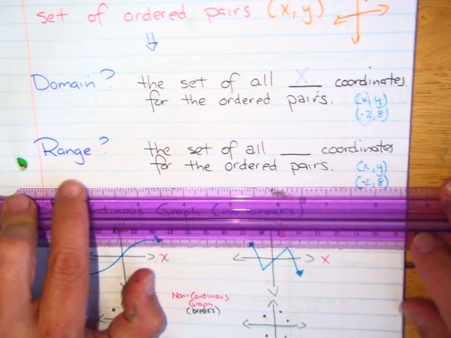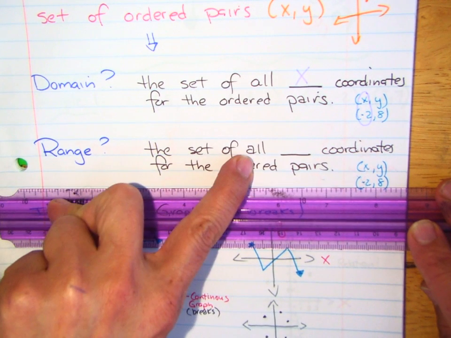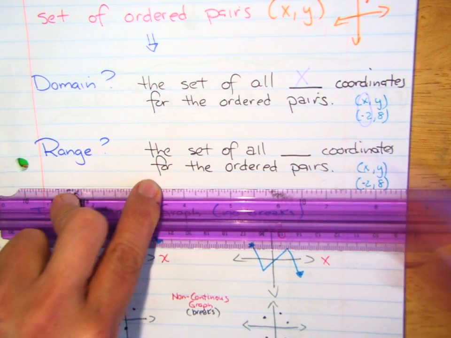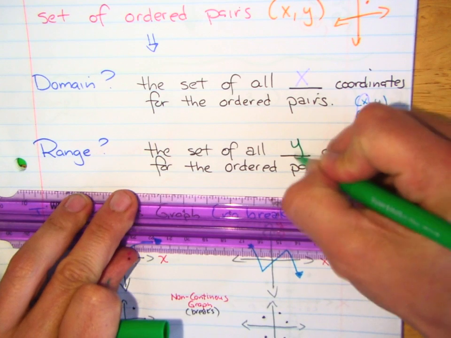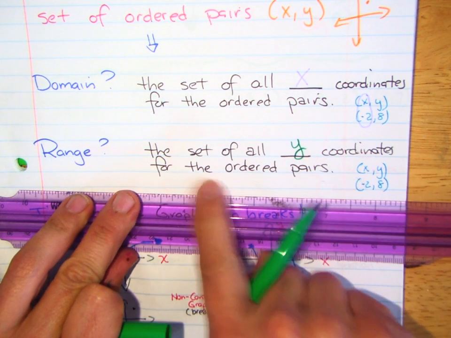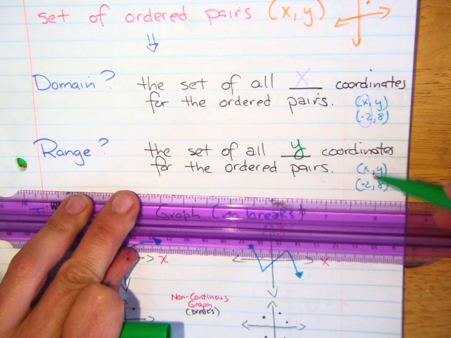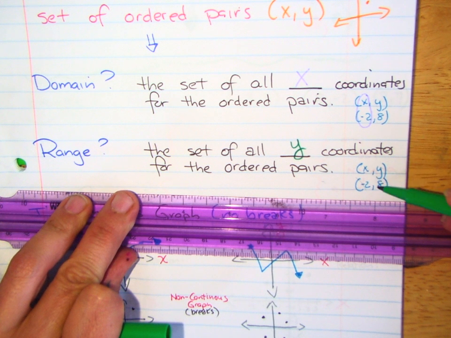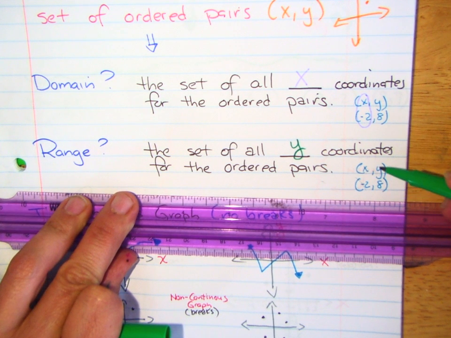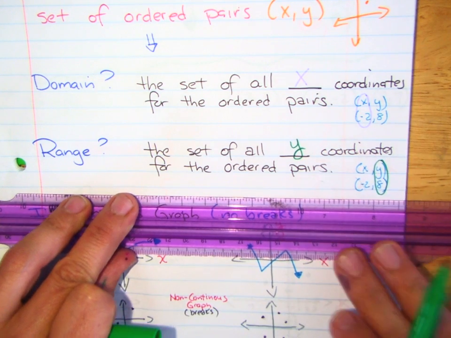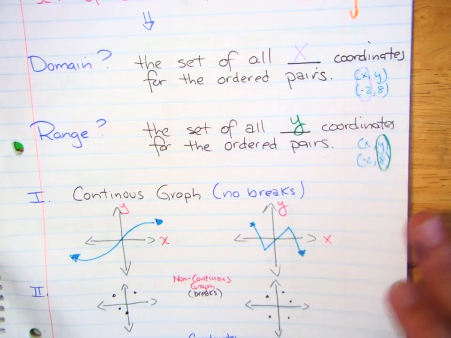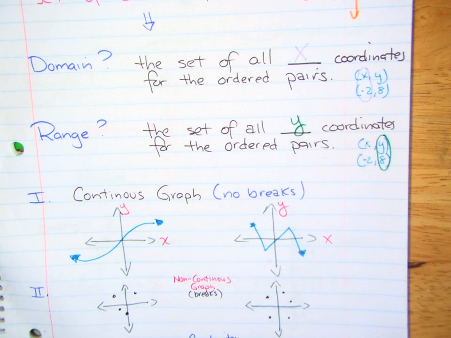Now the range is a set of all, if this is x, the other one's going to be y. Y coordinates for the ordered pairs. So if I have a coordinate x, y, -2 comma 8, which one's your range? It's 8. Pretty easy?